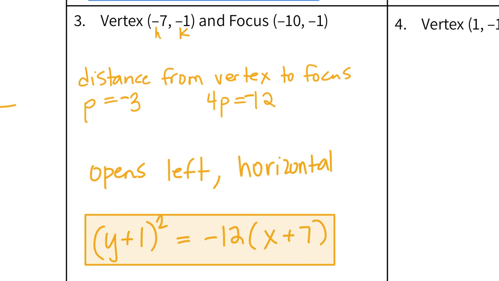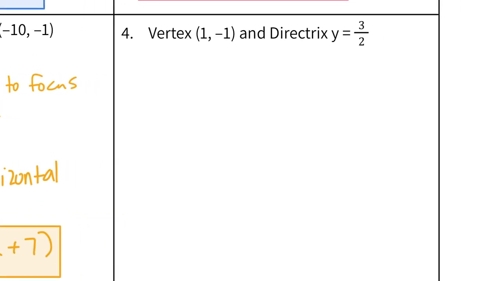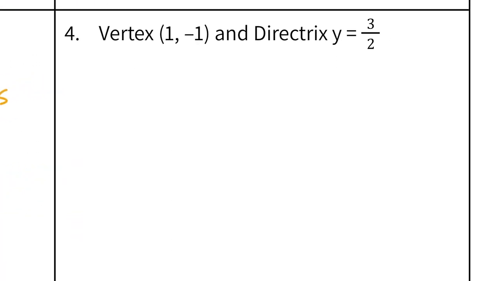Alrighty, and one more. This time they give us the vertex is at (1, -1), so that's our h and k, but the directrix is at y equals 3/2. Okay, so I did the other one in the opposite order. This time I kind of want to find out the direction first.